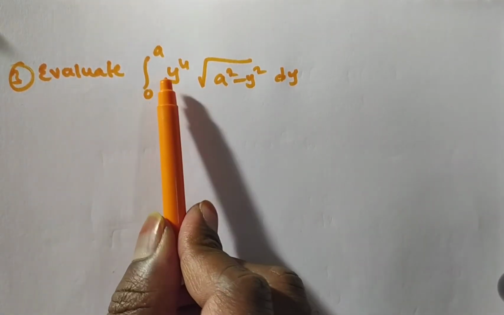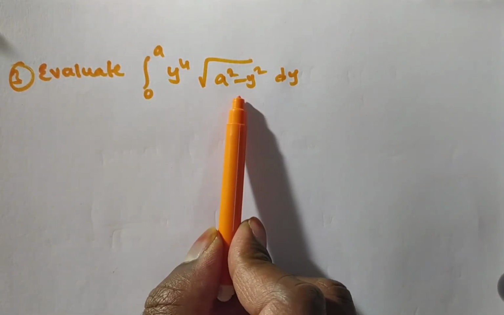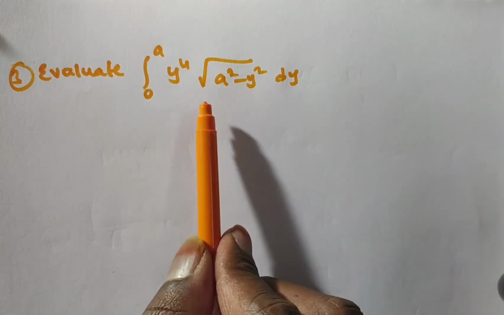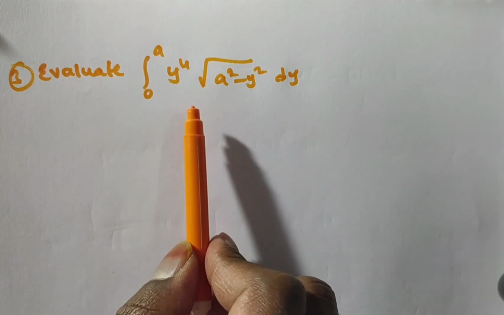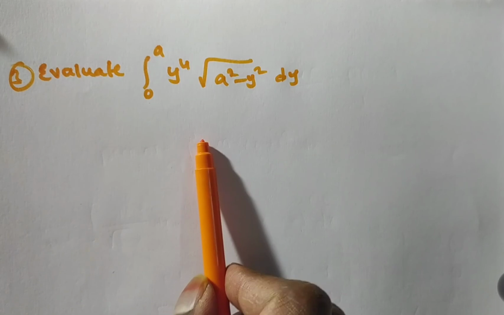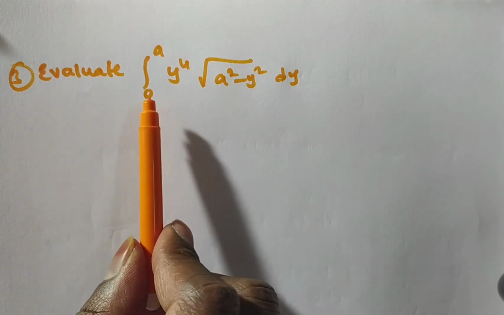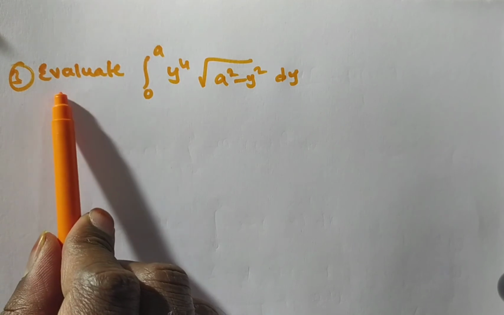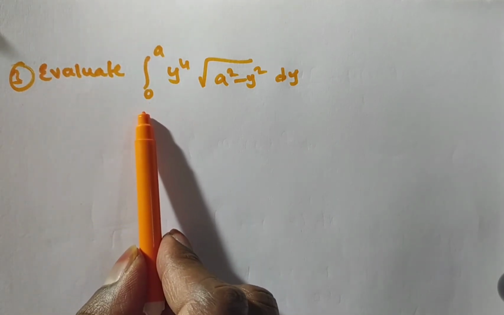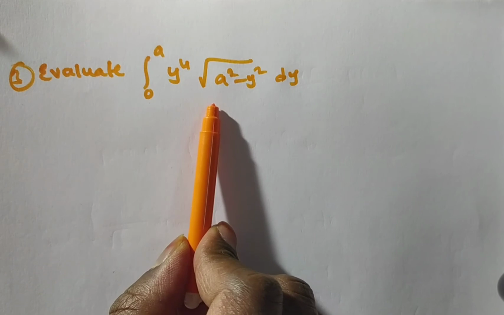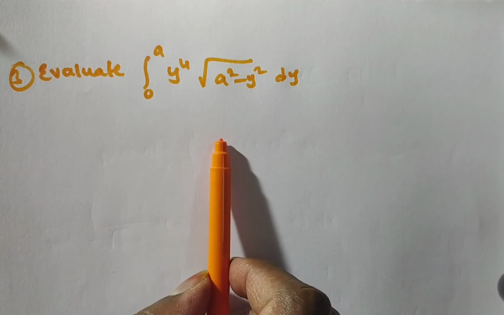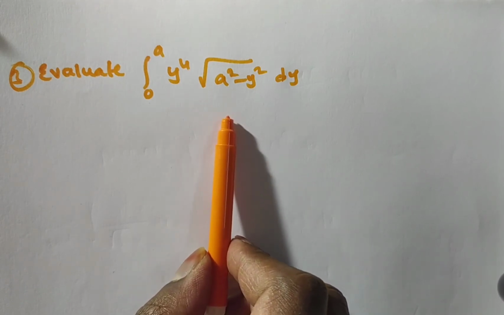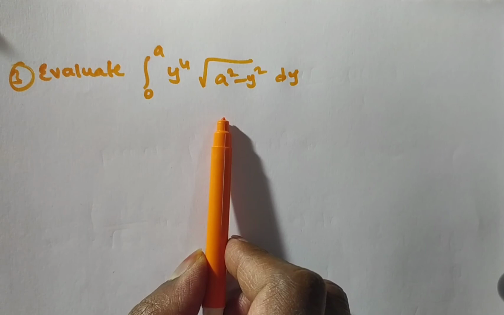Evaluate the integral from 0 to a of y to the power of 4 times square root of a squared minus y squared dy. So again it is also an application of the beta function. We have to use the definition and convert this into beta of m comma n. Since they ask to evaluate, we have to do it completely. For that, we have to convert the given integral into beta of m comma n terms, and then use the relation between beta and gamma. Then we can get the solution. Okay, now sometimes different applications also we have to use.